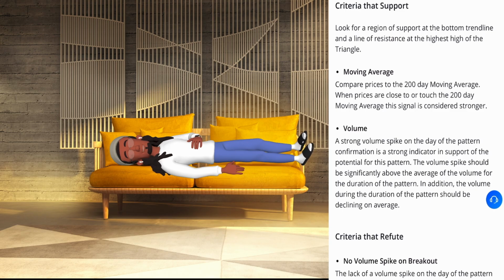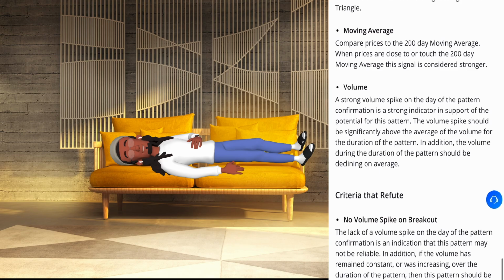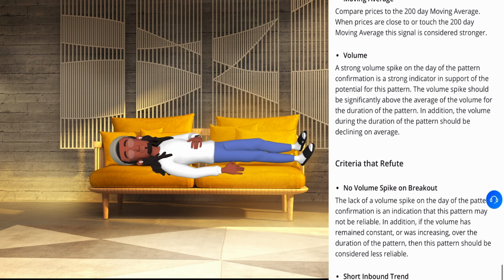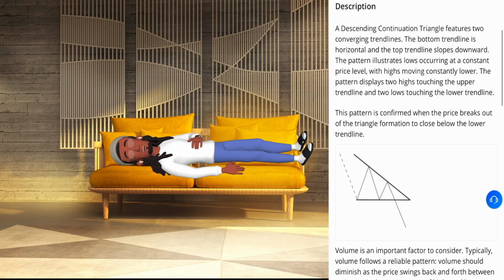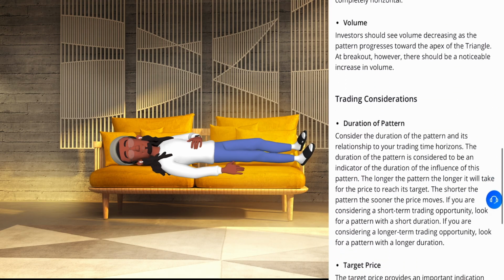Volume. A strong volume spike on the day of the pattern confirmation is a strong indicator in support of the potential for this pattern. The volume spike should be significantly above the average of the volume for the duration of the pattern. In addition, the volume during the duration of the pattern should be declining on average. Okay, so we're looking for a decline in volume, which is going to signal more pressure to the downside. Opening the floodgates. Descending continuation triangle.